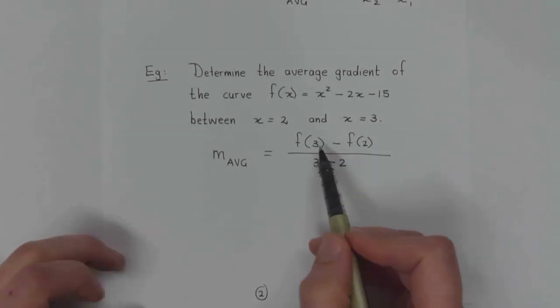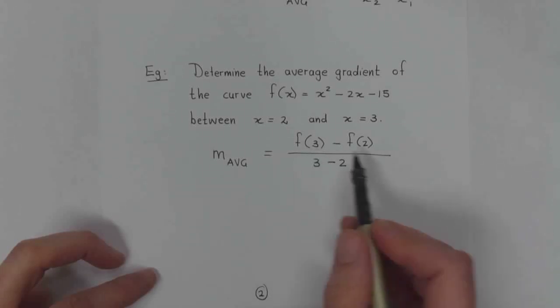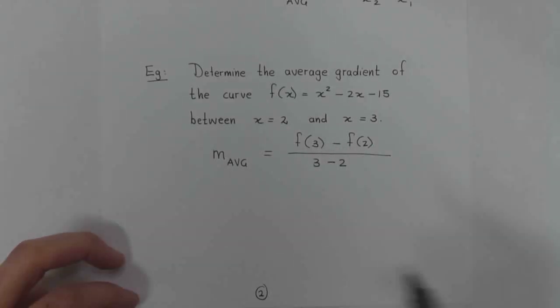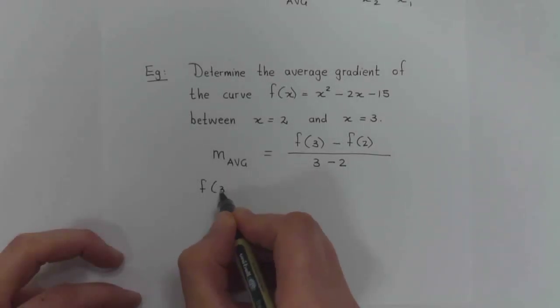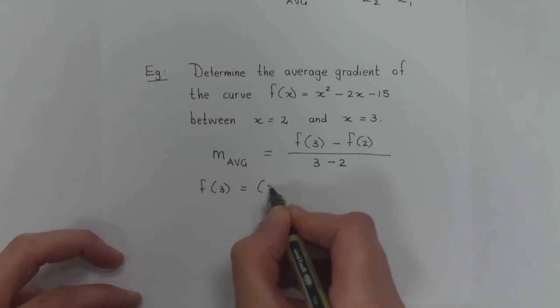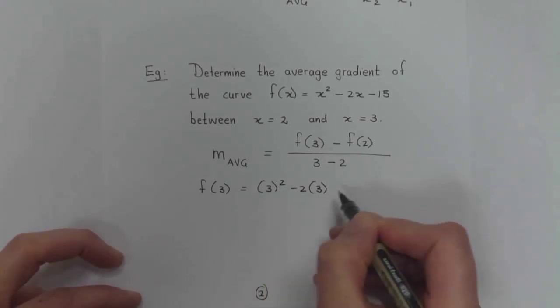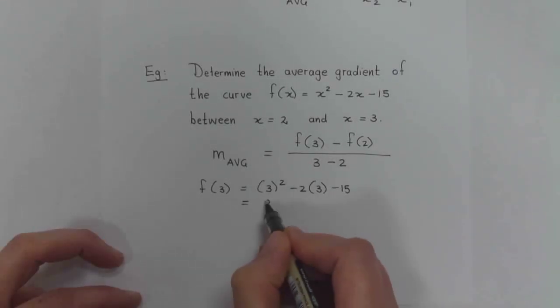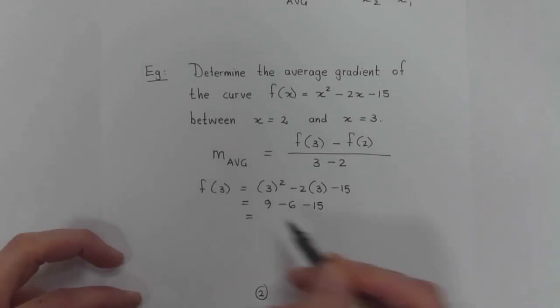Now, by the way, you can do the substitution separately if you want, or you can do it in the formula. Some of you, if I write it all down, might get a little bit confused, so I'm going to do it separately. Let's work out f of 3, which is 3 squared minus 2 times 3 minus 15. And that's going to be 9 minus 6 minus 15.